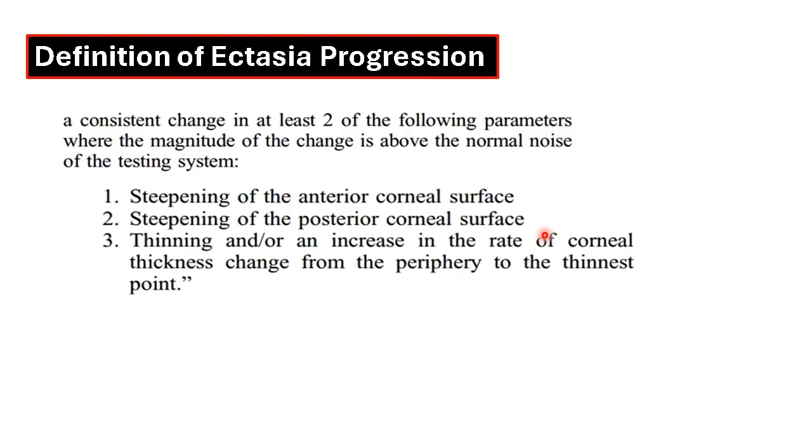When you have glaucoma, you have to document the presence of at least 2 variables, like cupping, visual field, and intraocular pressure changes. If you find 2 of them, that is enough to diagnose glaucoma. Similarly, to diagnose progression of ectasia, you have to have at least 2 variables to document it, and this of course should be done beyond the magnitude of the noise of the test.